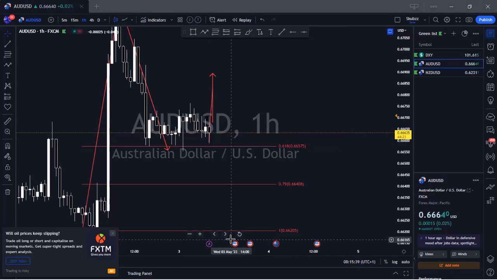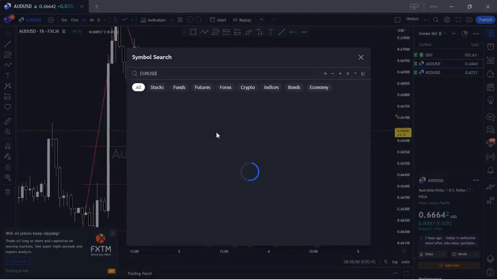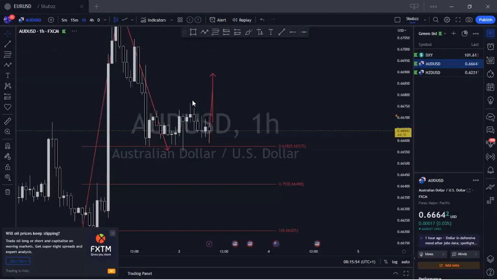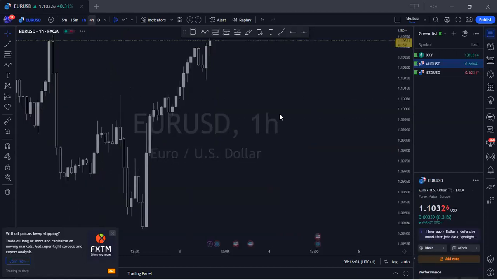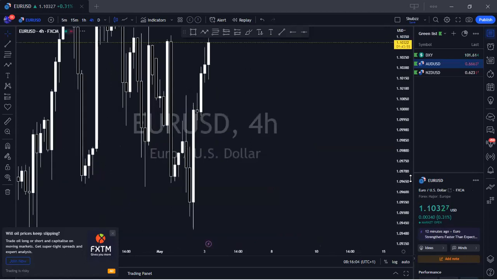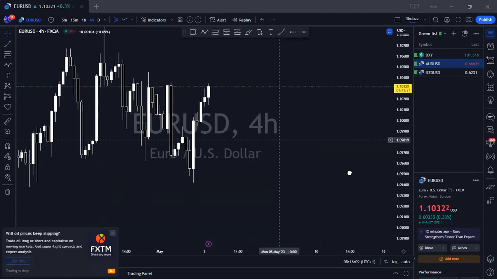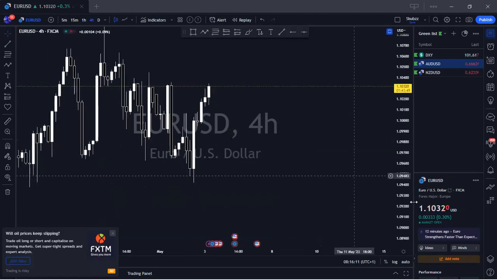No, let's check EU. Okay, that's Euro USD. Let me look at the 4H. What's the 4H looking like? This thing is looking like a range since last week. Okay. Yeah, it's more or less still inside that range on the 4H.